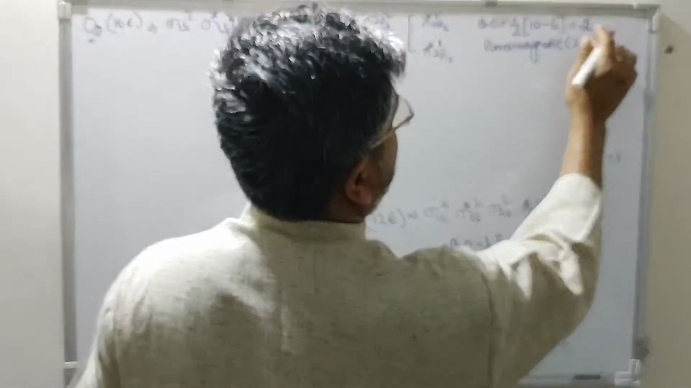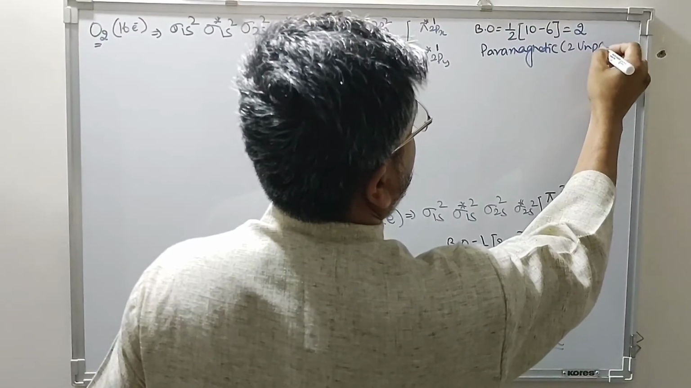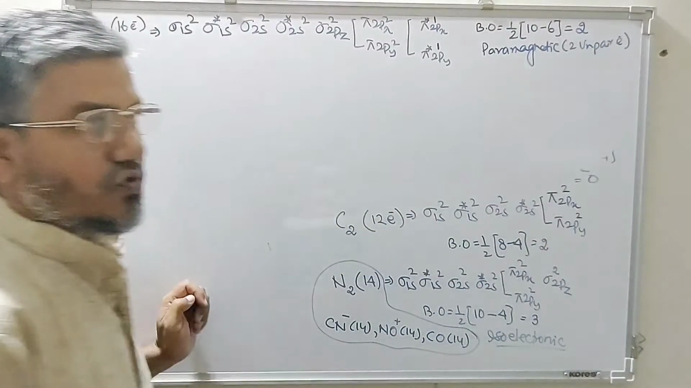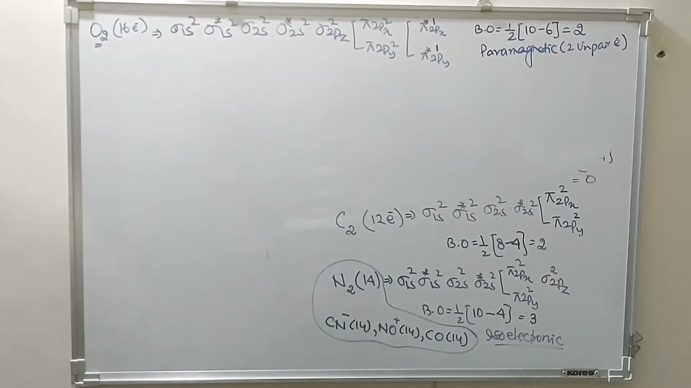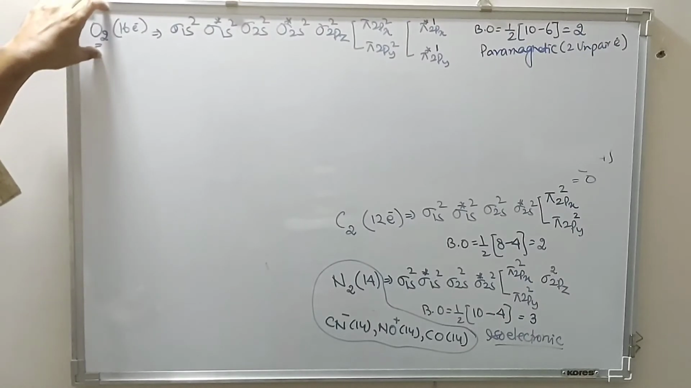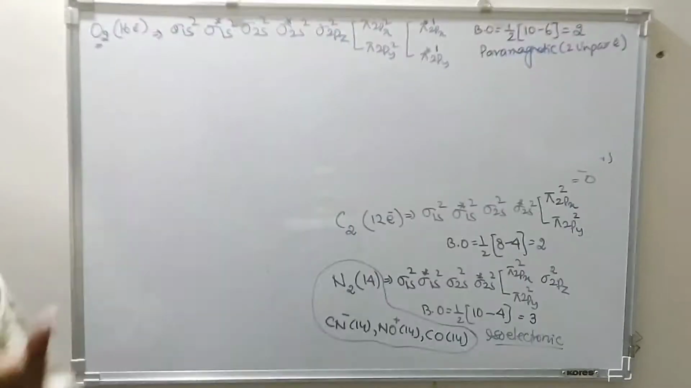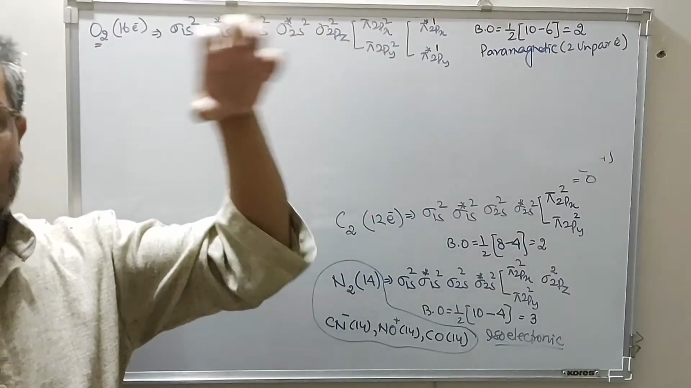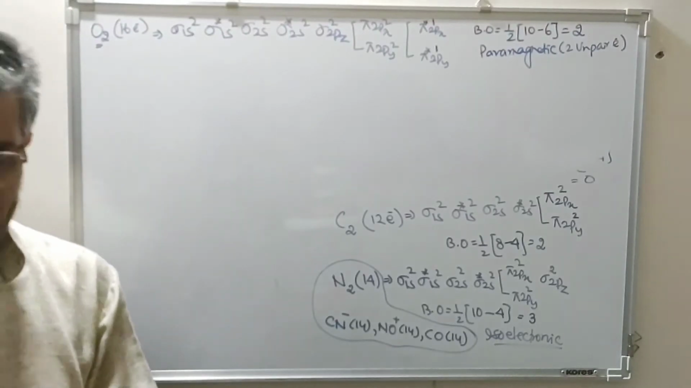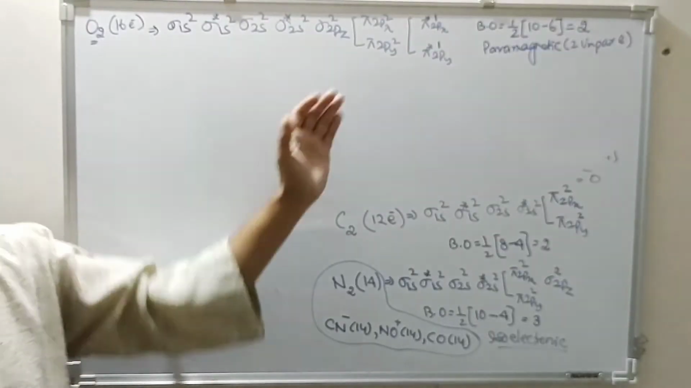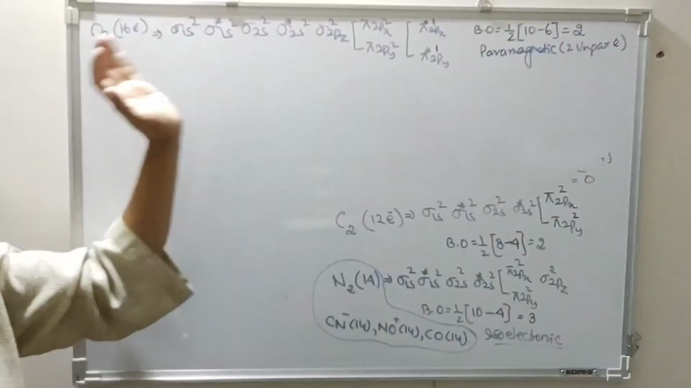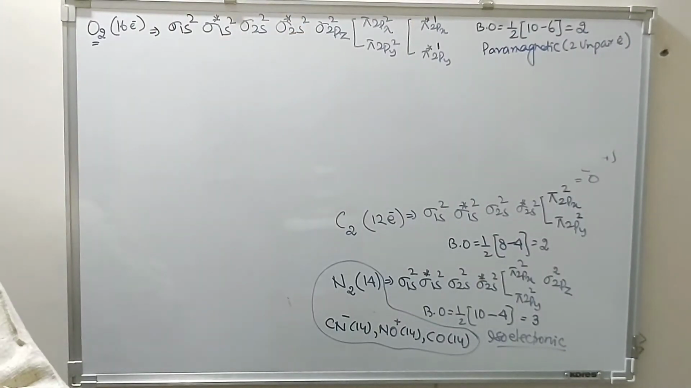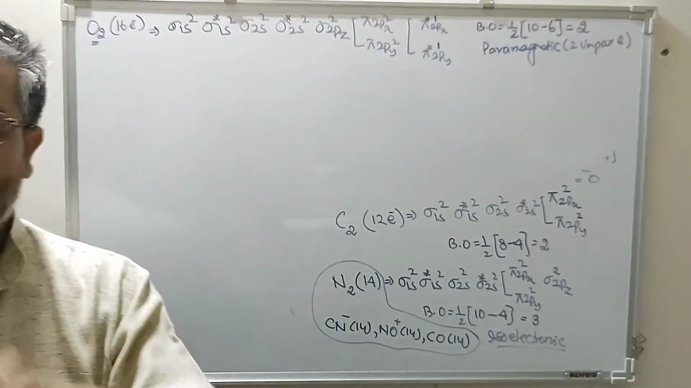Paramagnetic, due to two unpaired electrons. So the first important successful explanation of molecular orbital theory is the magnetic property of oxygen. Earlier theories could not explain the magnetic property of oxygen. It was molecular orbital theory that for the very first time explained the paramagnetic nature of molecular oxygen. So this was one of the first important successful applications of molecular orbital theory.